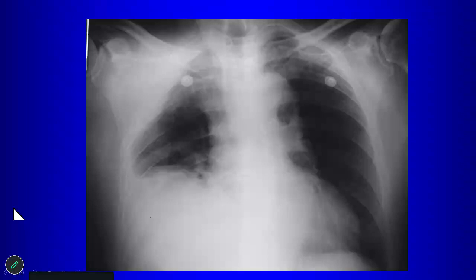What's concerning about this chest radiograph? Well, the right base is completely opacified, as is the lateral, middle, upper lung as well. And does the right lung look small compared to the left? Yeah, it does. So what do you think's going on here?